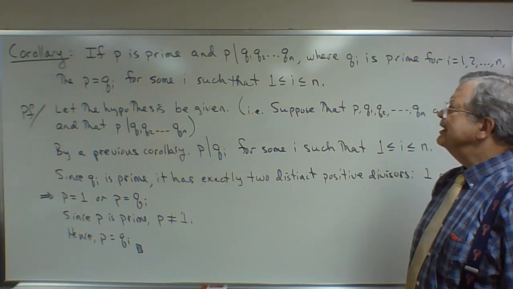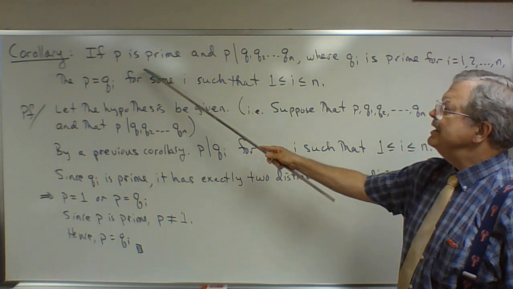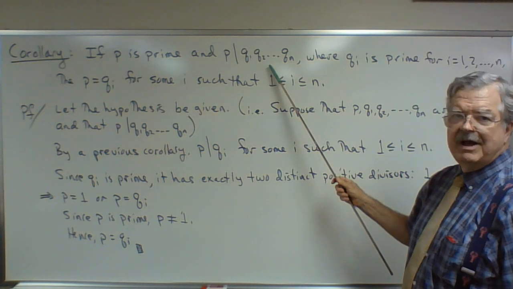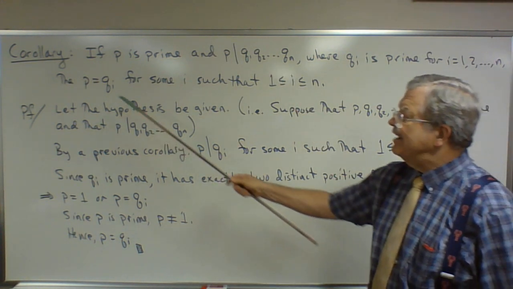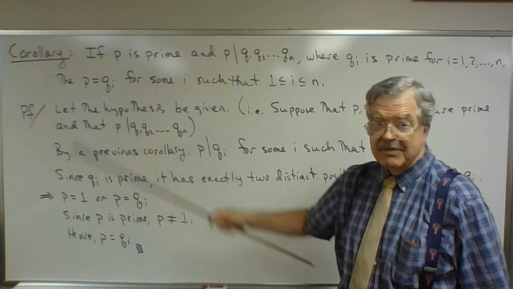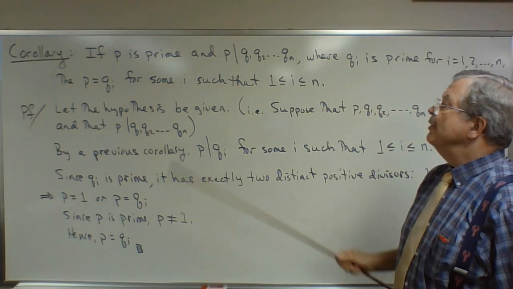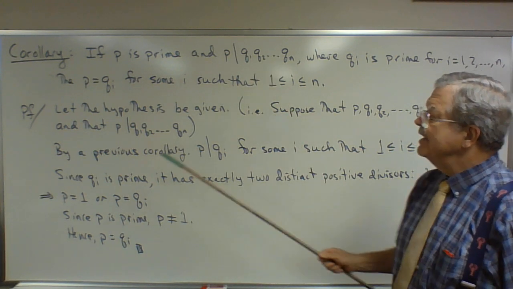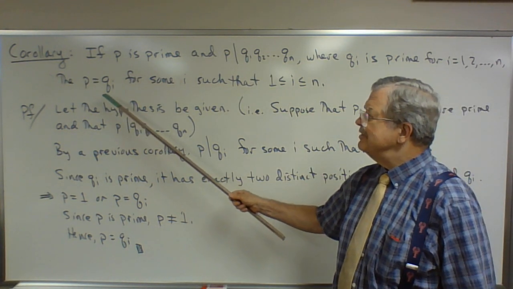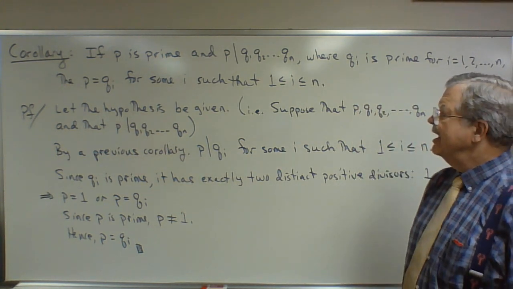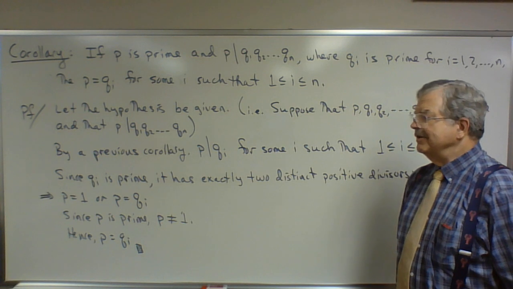So let's look and see what it says again. If P is prime and P divides the product of primes, then P actually equals one of those primes. That's what it says. So if a prime number divides the product of primes, that prime number has to equal one of those primes. And let's prove this. It's not difficult.